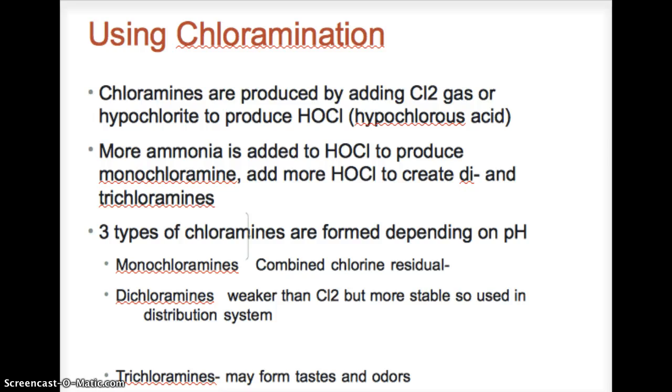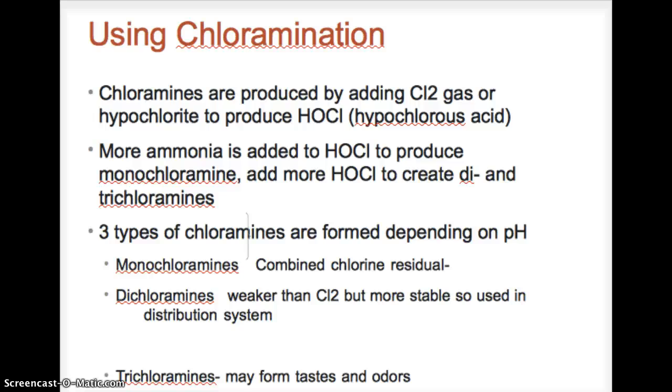Using chloramination, chloramines are produced by adding Cl2 gas or hypochlorite to produce the hypochlorous acid, as we've already mentioned. Then more ammonia is added to the hypochlorous acid to produce monochloramine, and then more hypochlorous acid is added to create di- and trichloramines. There are 3 types of chloramines formed depending on the pH.